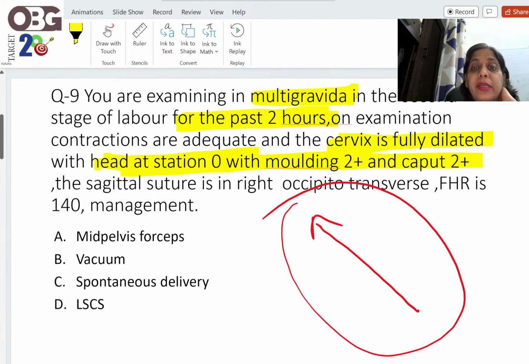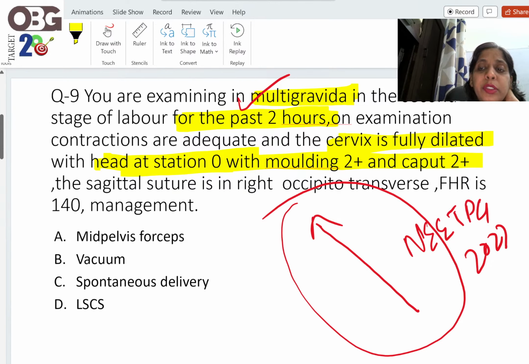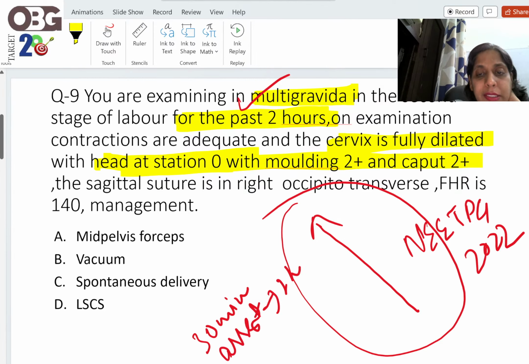What is the management? Since you can see that this is a case of multigravida, what is the duration of second stage? Can you tell me? This is a question of NEET PG 2022. Can you tell me what is the duration of this second stage? The duration of the second stage, my dear students, is 30 minutes, and it is known as arrest if it crosses 2 hours.